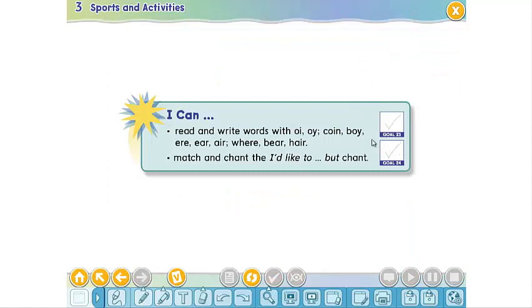Goal 23. Read and write words with OI or OY like coin, boy, and words with ERE, EAR, AIR, air, like where, there, here. Goal 24. Match and chant the I'd like to, but. Chant هذا الإنشودة I'd like to, but.